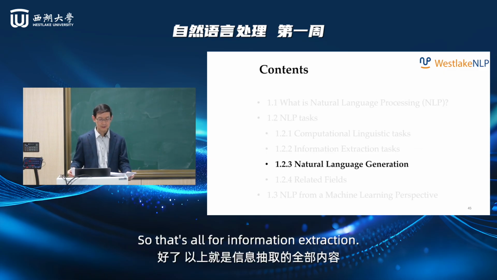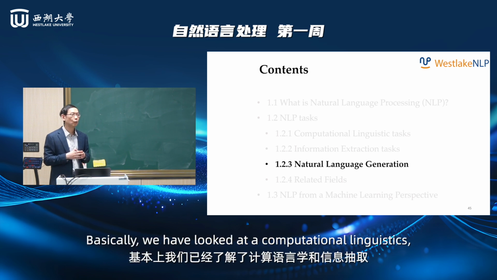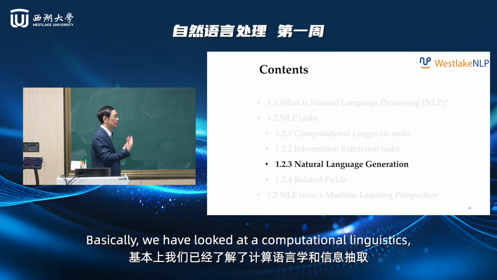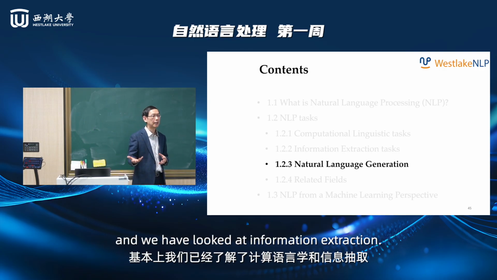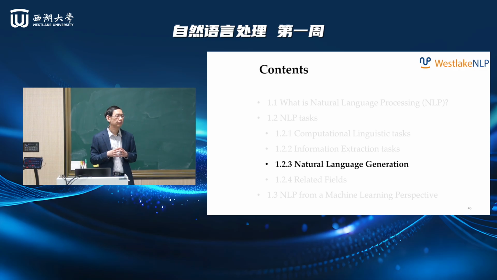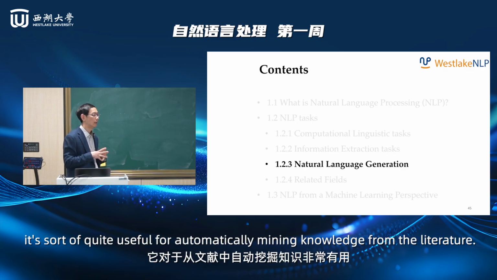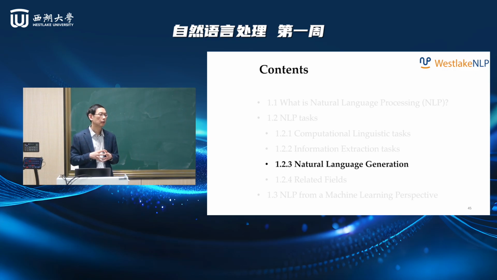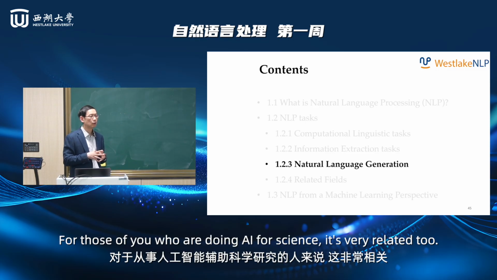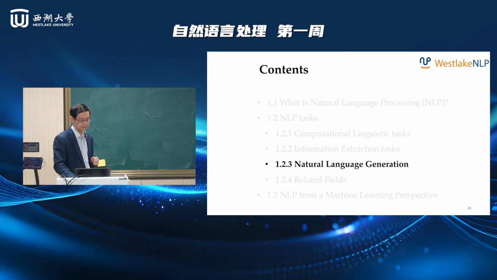All right, so that's all for information extraction. Basically, we have looked at computational linguistics, and we have looked at information extraction. One last comment about information extraction is that it's quite useful for automatically mining knowledge from the literature. So for those of you who are doing AI for science, it's very related too.